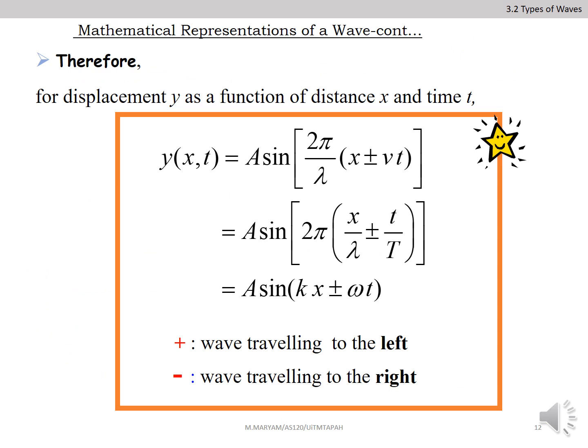Therefore, for displacement y as a function of distance x and time t, we get the equation as I showed earlier. Combine the equations and simplify, then we get this equation. This is the general equation as a function of x and t. As you can see, there is positive and negative here. Positive represents a wave traveling to the left, and negative represents a wave traveling to the right.